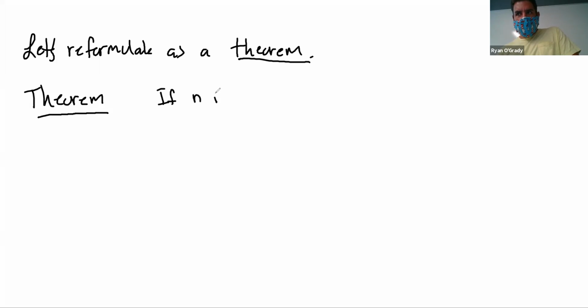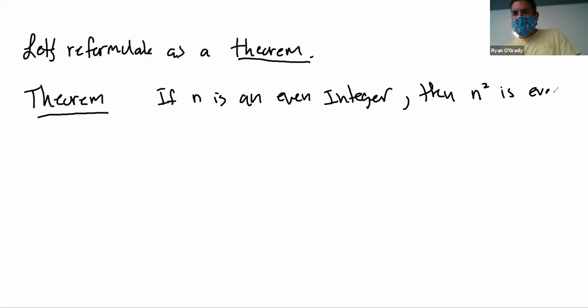If n is an even integer, then n squared is even. So that's our statement. And typically what we do is we write our polished proof underneath it. So here's our proof. So here we go. We're going to prove this directly. Our argument on the previous page worked, so let's just write it down.